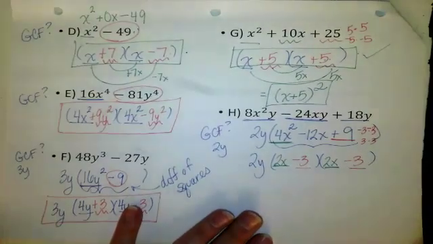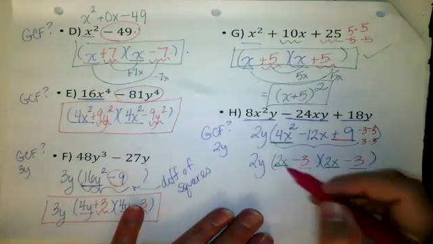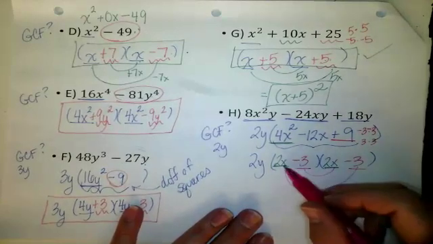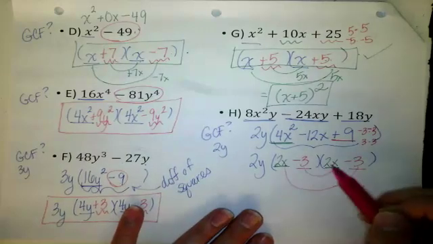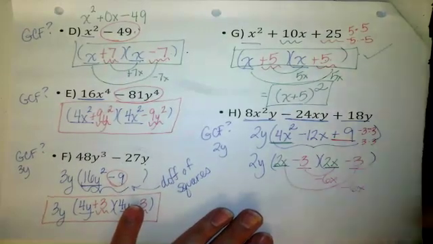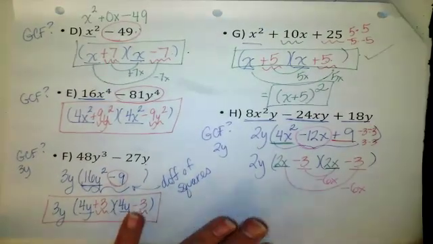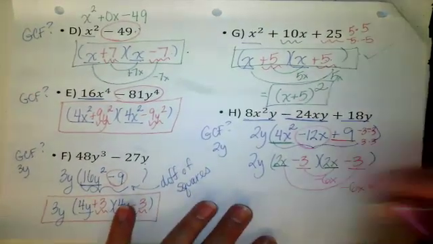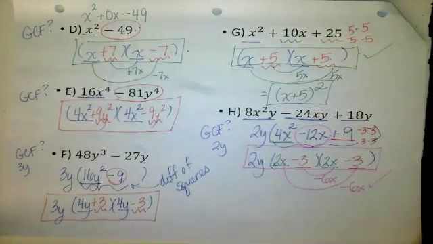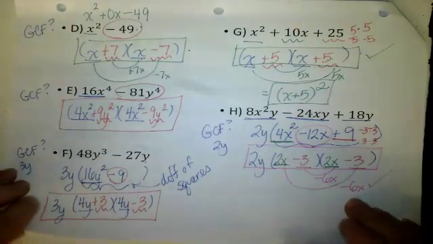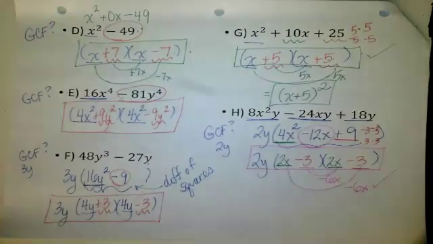Negative 3 and negative 3. How do you know if you did it right? Check the rainbow. 2x times negative 3 is negative 6x. And then negative 3 times 2x. And that makes our negative 12x, our middle term. So we did it perfectly. Factoring is just multiplying in reverse, or dividing. Okay? Same thing. Do you have questions for me?